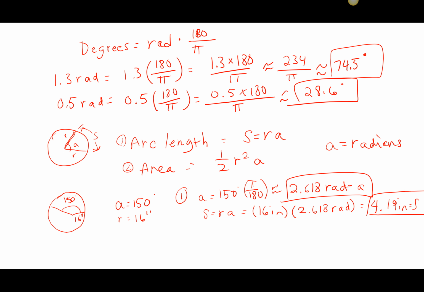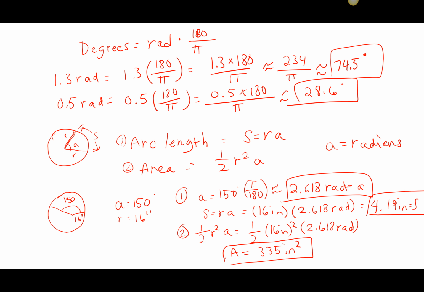So we got S, which is the arc length, and now let's find the area. The area is going to be 1/2 R squared A. So that's 1/2 times R, 16 inches, squared, times A, 2.618 rads. When you do all that math, that's going to be 335 inches squared. Now what I suggest you do is try to do this math without just watching this. Try to do it with your calculator and see what you get.